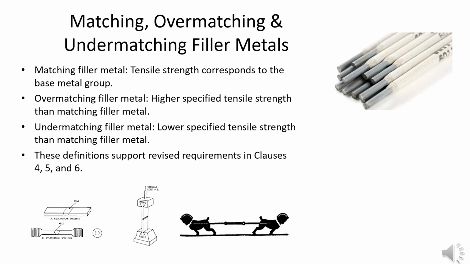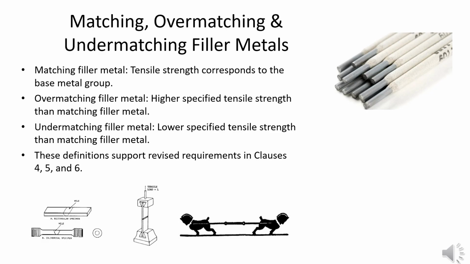Matching, overmatching, and undermatching filler metals. This is one of the more important additions in the 2025 edition. AWS now formally defines matching, overmatching, and undermatching filler metals. A matching filler metal provides the required strength for the base metal group. Overmatching filler metals exceed that strength, while undermatching filler metals provide less strength than the matching classification.